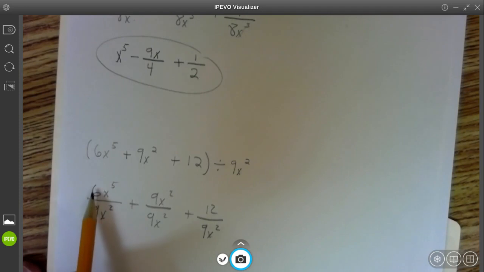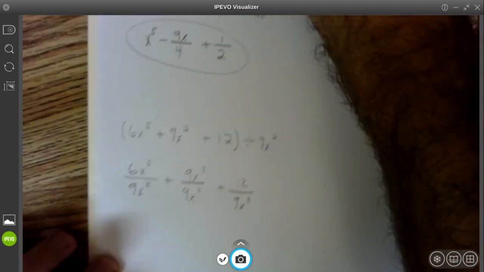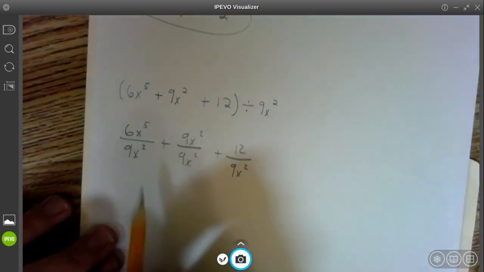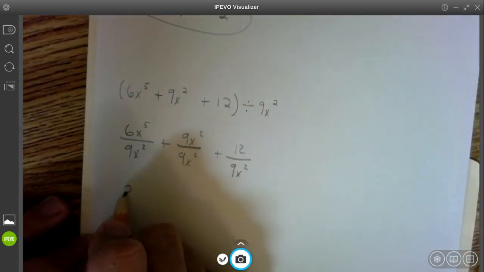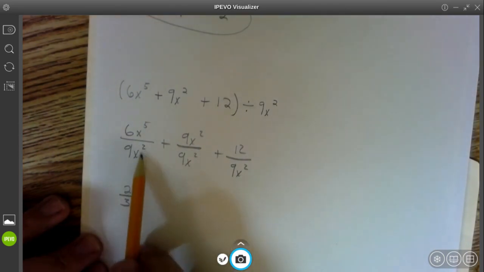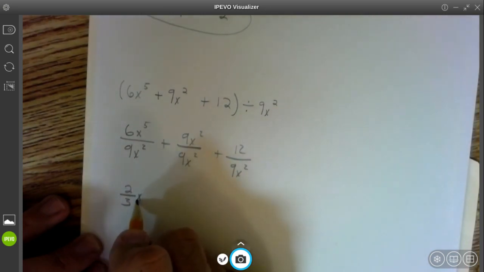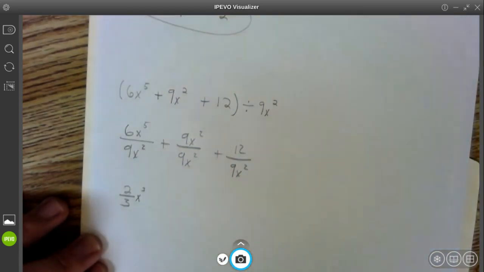So for this one, 6 over 9 is going to simplify down to 2/3 if you divide top and bottom by 3. And then this is going to be x to the 3rd power. I could either write the x to the 3rd power up here in the numerator, but this time I'm just going to write it off to the side. So 2/3 x to the 3rd.